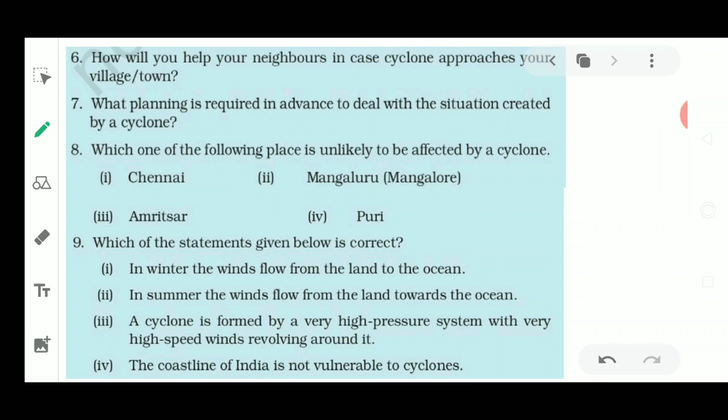Next is, how will you help your neighbor in this case? Yes, this we have discussed. Then next is number 7: what planning is required in advance to deal with the situation which is created? It is given in your book that self-help is the best help. Just now we discussed this in the points to remember, what we have learnt in this chapter. So self-help is the best help. Therefore, better planning in advance, and be ready for the defense against any approaching cyclone. So planning is required. The following planning points could be dealt with.